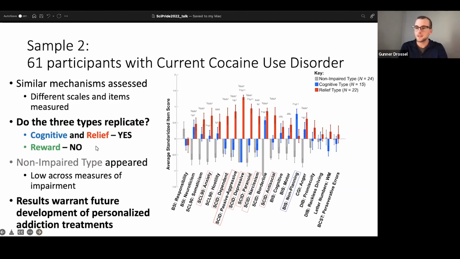However, because we can still replicate two of the subtypes in a different sample, and this one has people with current substance use disorder as opposed to the previous sample, which had past substance use disorder, our results overall warrant the development of personalized addiction treatments that are more individualized, that take into account these individual differences on the multiple mechanisms of behavior that can be assessed.